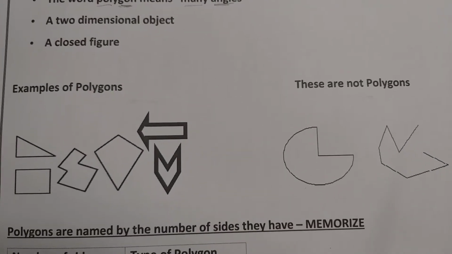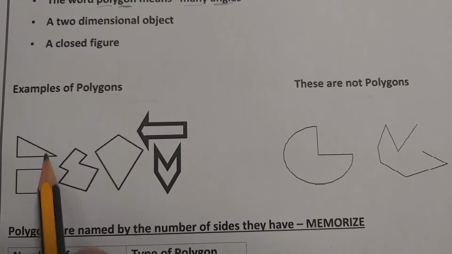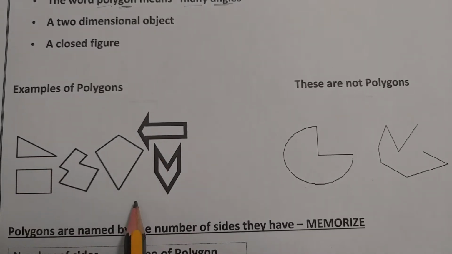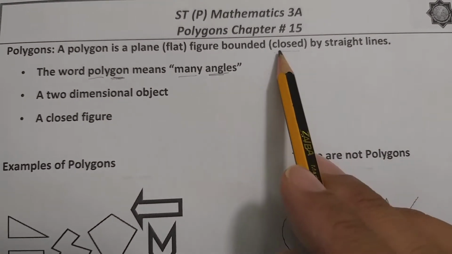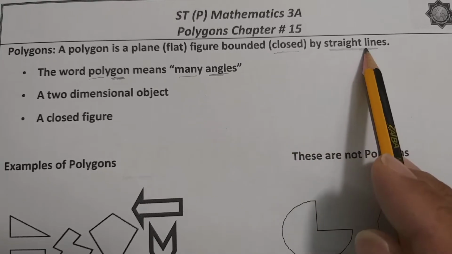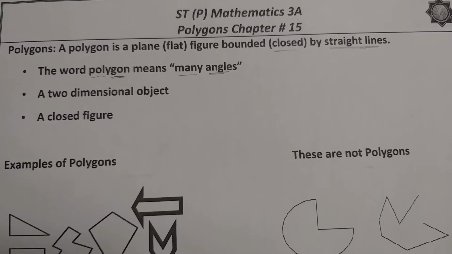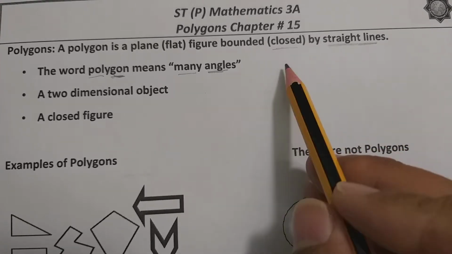Here are some examples of polygons. So these are the examples of polygons. As in the definition, it is closed by straight lines. So it means we should go for 3 points here.